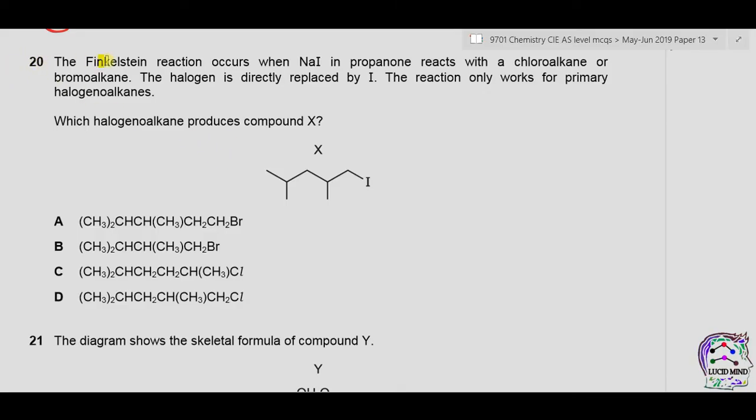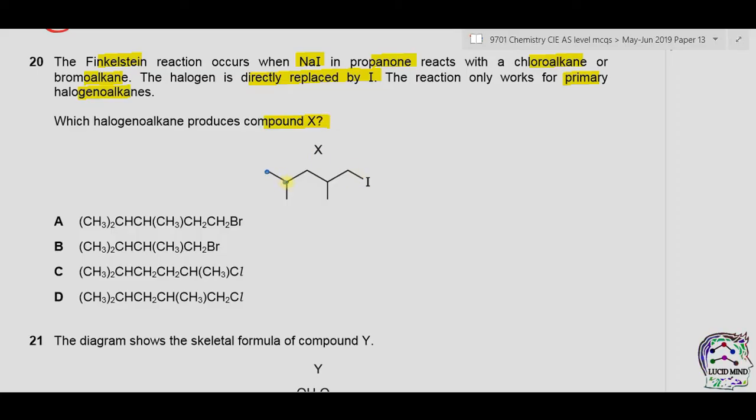Question 20. The Finkelstein reaction occurs when sodium iodide in propanone reacts with chloroalkane or bromoalkane. The halogen is directly replaced by iodine. The reaction only works for primary halogenoalkanes. Which halogenoalkane produces compound X? This is the structure of compound X.